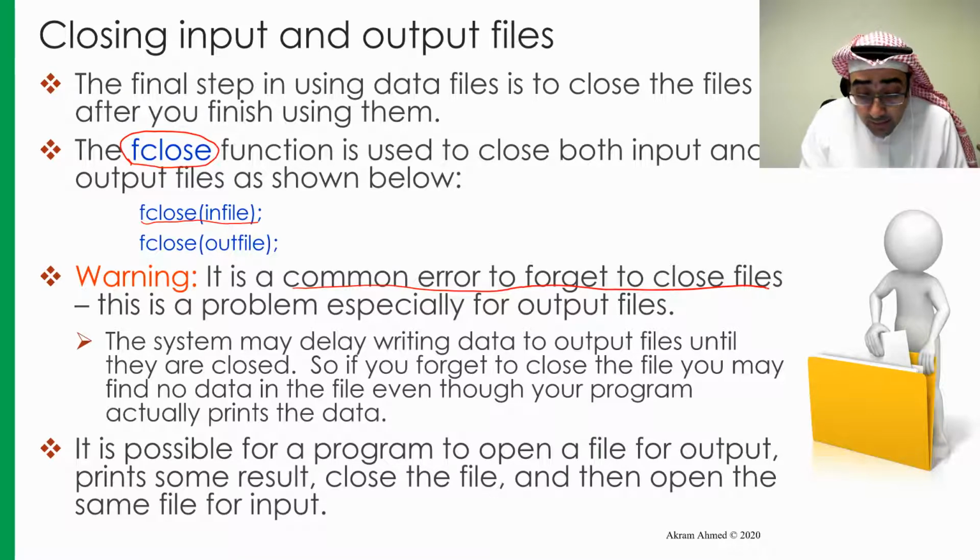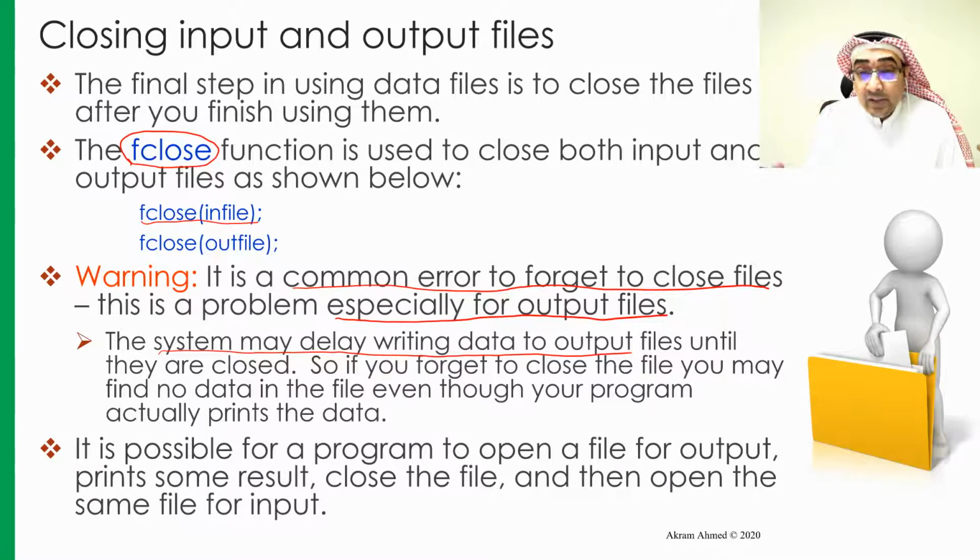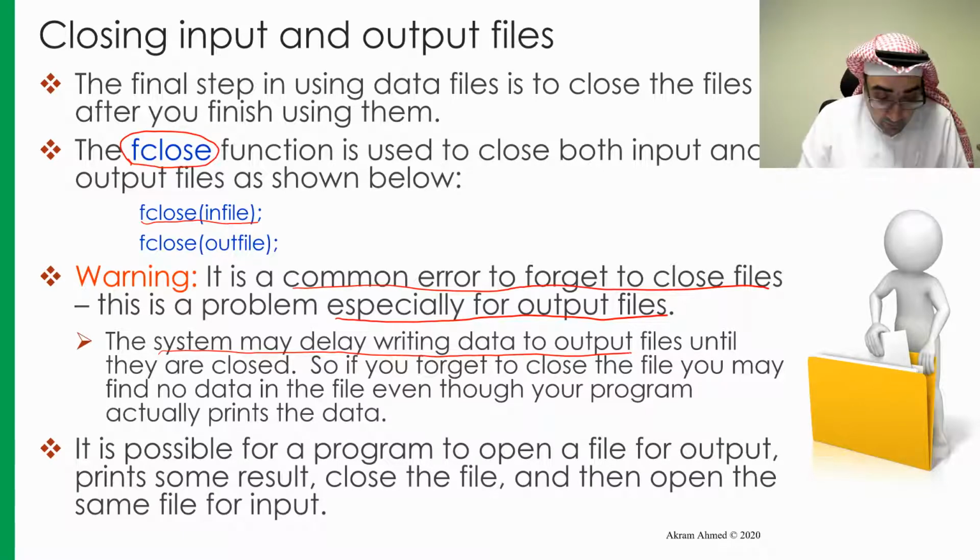So it's a common error to forget the close file instruction. It creates problems specifically with the output files because of the buffer that I just explained. So the operating system may delay writing data to the output file. Why? Because the hard disk is very slow compared to the RAM. So to make it much more efficient, the operating system collects all the data and then writes it once. And that is why, if you did not close, you might have data in the buffer that you're not going to be flushing, or putting into the hard disk, and you will lose data. That is why we stress on the fact that you have to close a file.